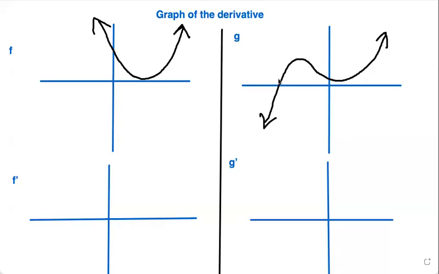Let's talk about the graph of the derivative. So given the original functions, what would a graph of a derivative look like? And so this is a few steps to solve. Starting with the one on the left, f, you're given. So it's a parabola. What would the derivative look like?